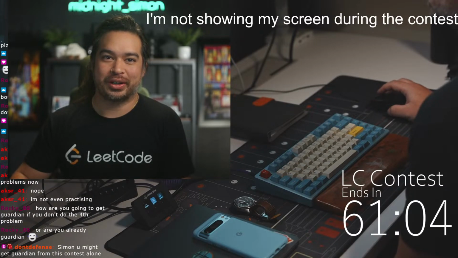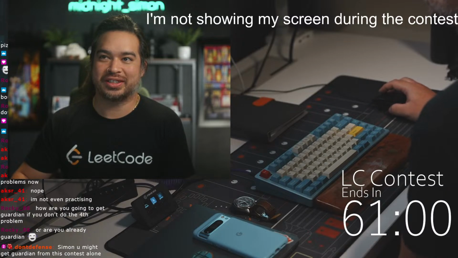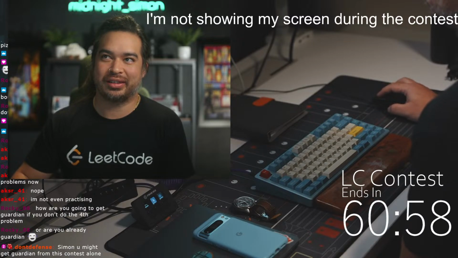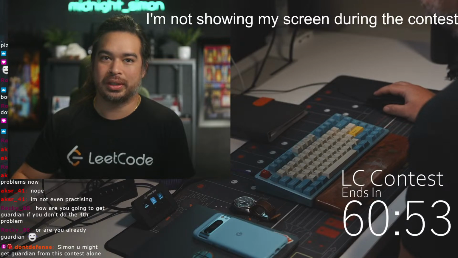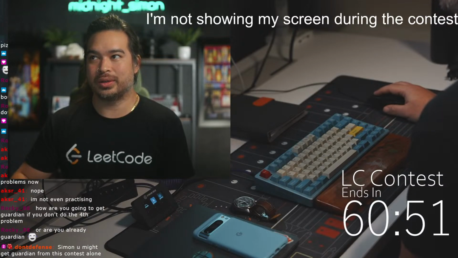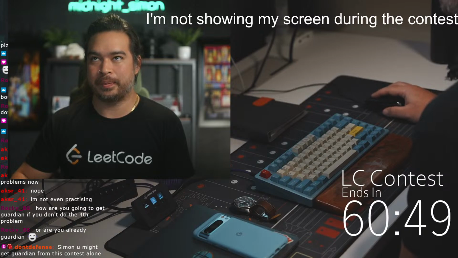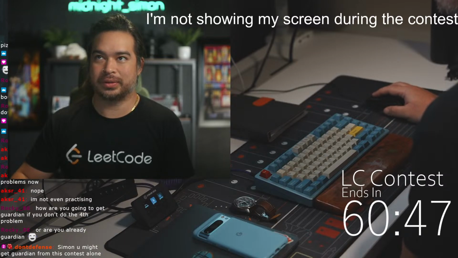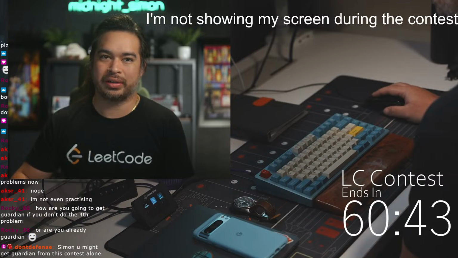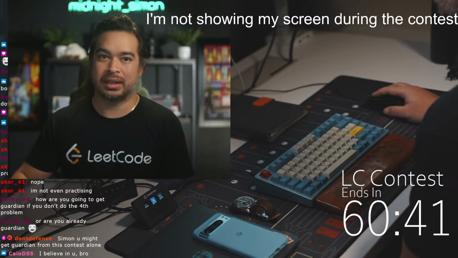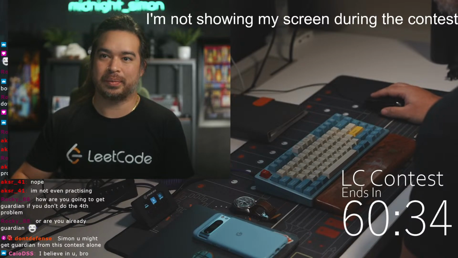I'm not Guardian. You might get Guardian from this contest alone? No way, man. I solved Q3 too slow. There was already like a couple hundred people who solved Q3 ahead of me. So best case scenario, I get like 200 rank or 300 rank. And I don't think that's enough to get me like 150 points, man.